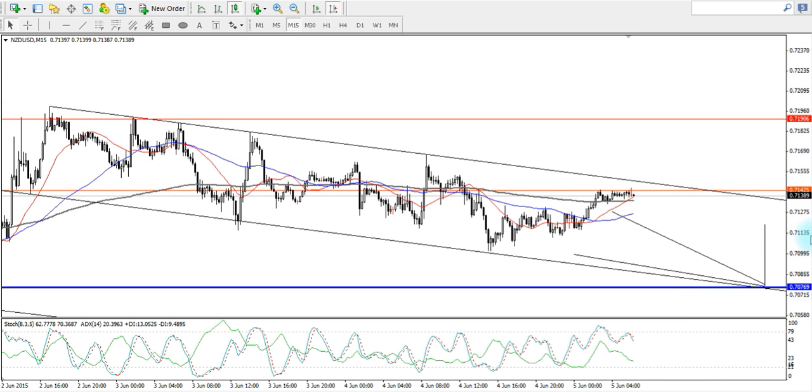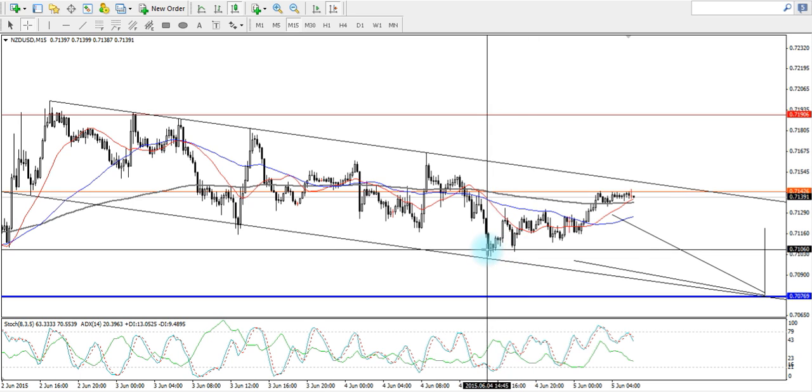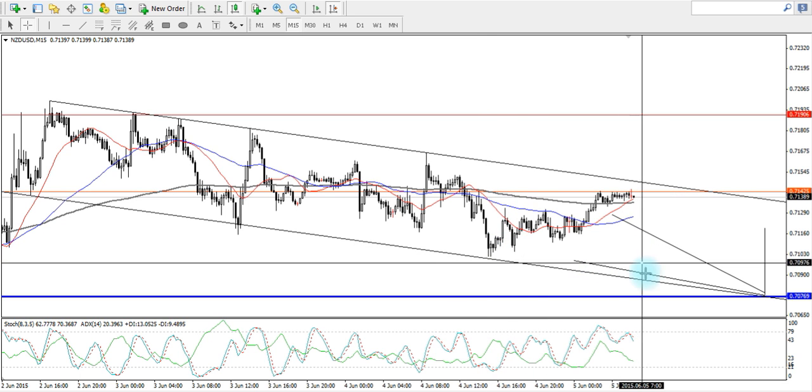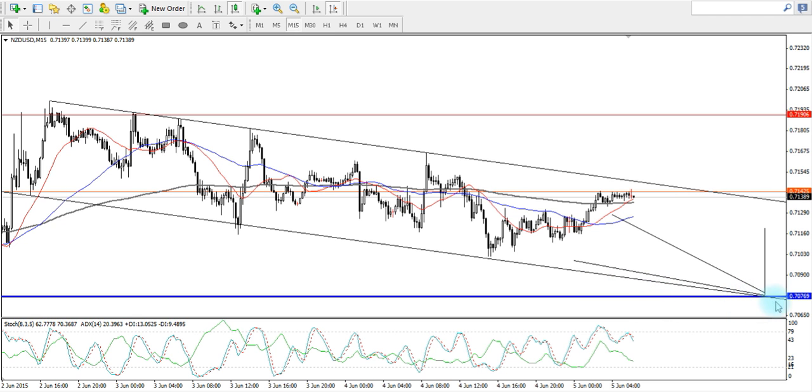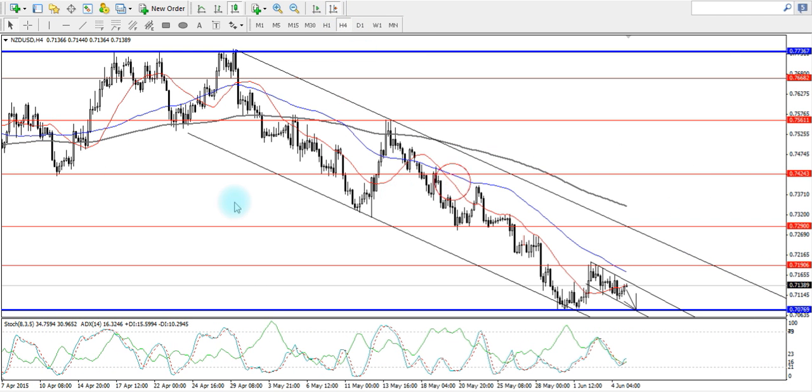And of course, take profit levels will be all the way back to the previous low right here, somewhere at the price of 0.7105, and all the way to the bottom at the previous low at the price of 0.7076. Fibonacci expansion 161.8%. Alright, so that's pretty straightforward for the New Zealand dollar against US dollar.